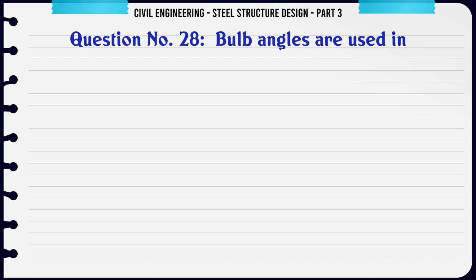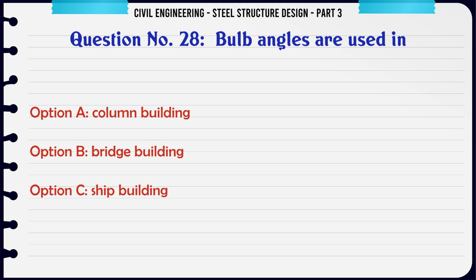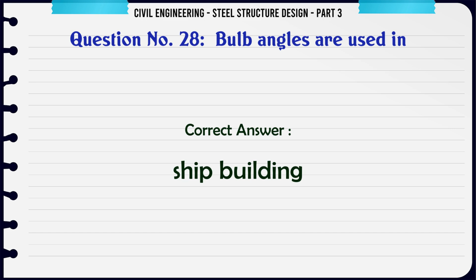Bulb angles are used in A. Column building, B. Bridge building, C. Ship building, D. Water tank building. The correct answer is ship building.